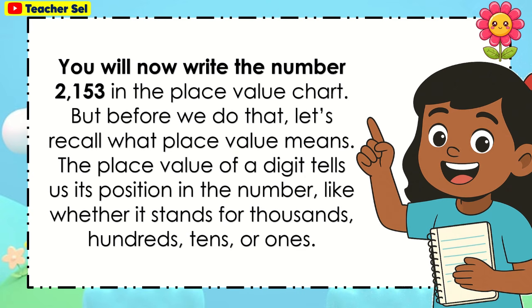You will now write the number 2,153 in the place value chart. But before we do that, let's recall what place value means. The place value of a digit tells us its position in the number, like whether it stands for thousands, hundreds, tens, or ones.